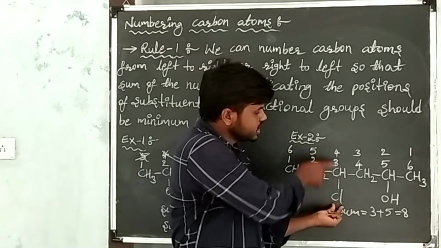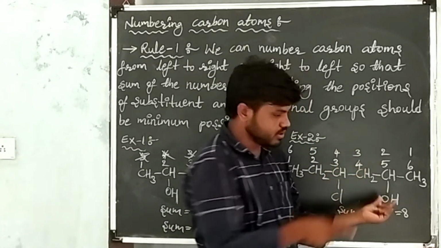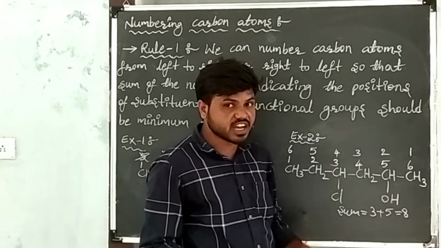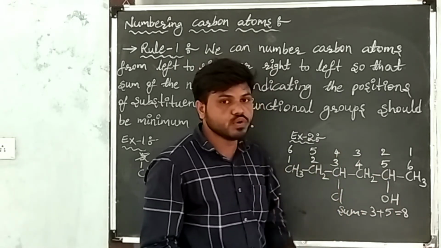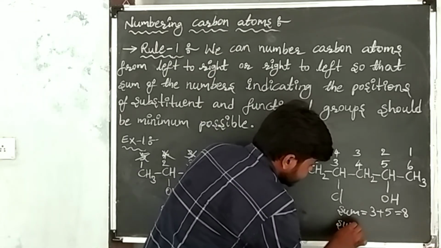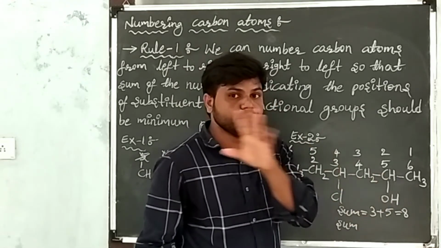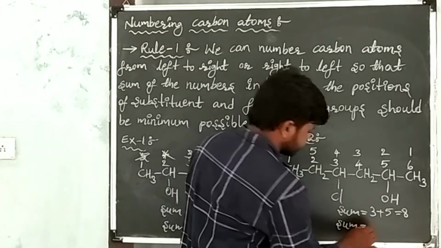The position of chlorine is fourth carbon. And the position of alcohol is second carbon. Here also, check the sum. We require the sum of the positions of chlorine and alcohol to be minimum possible, right? So I am taking the sum.